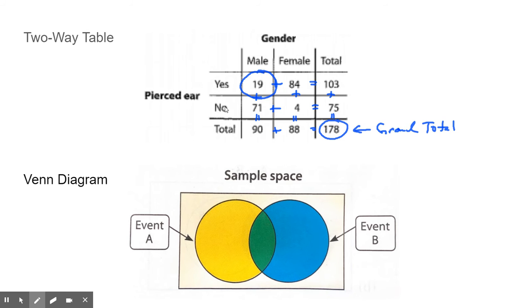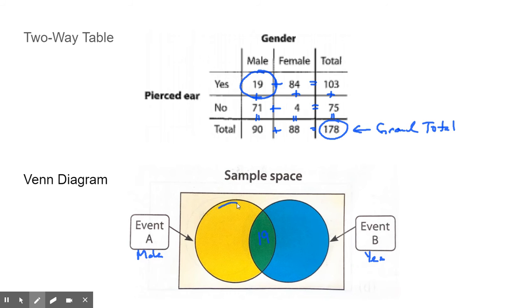Okay. Now, a Venn diagram is another way to visually show individuals with 2 sets of data. So we use what's called a Venn diagram and 2 overlapping circles to show the sample. So let's say event A is being male, and let's say event B is having a pierced ear, so saying yes. So what I would do first is I would first fill in the overlapped region. So there are 19 males with pierced ears.